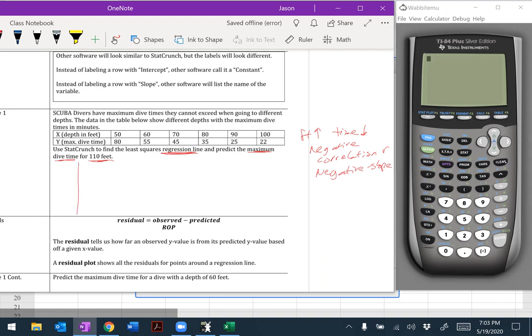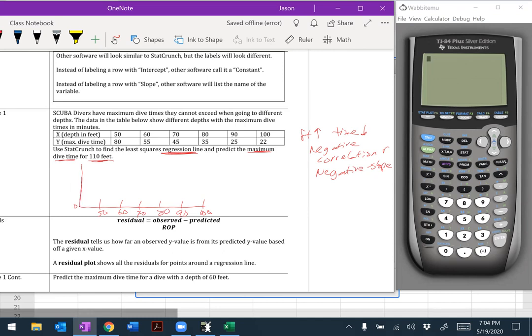What would the graph of this look like real quick? If we just wanted to graph a little bit of this, we're starting with the feet and then the dive time, right? So the feet go from 50, 60, 70, 80, 90, 100. And then what do the dive times go from? The dive times go from 80 to 22. So I'm going to go from 0 to 100, basically.